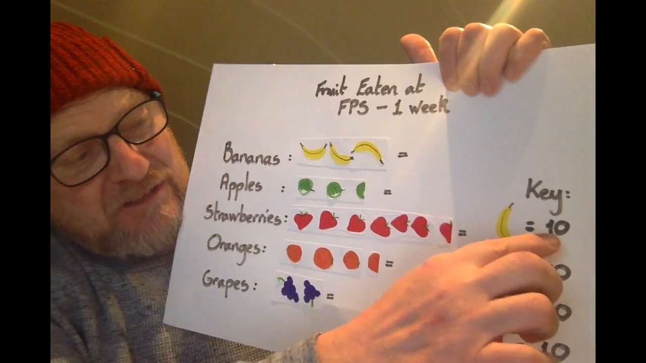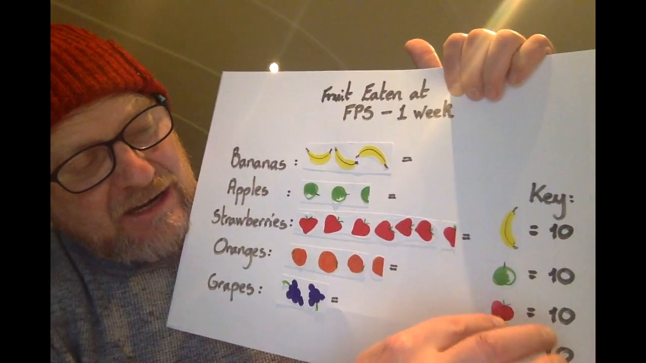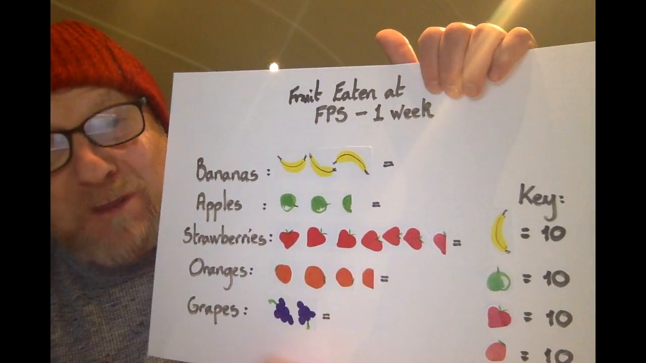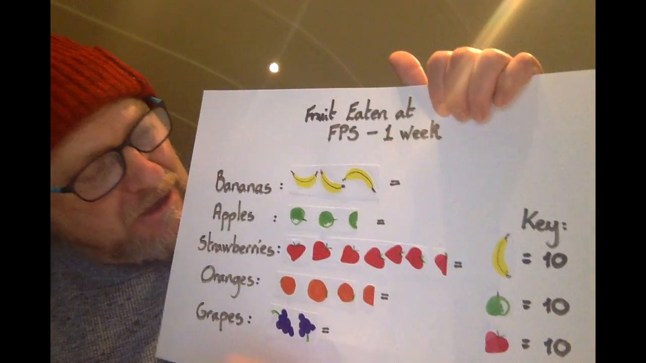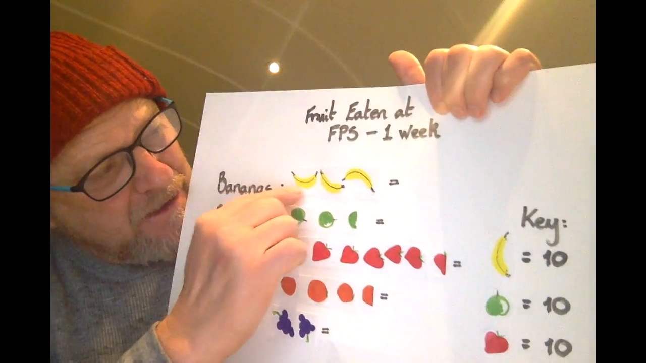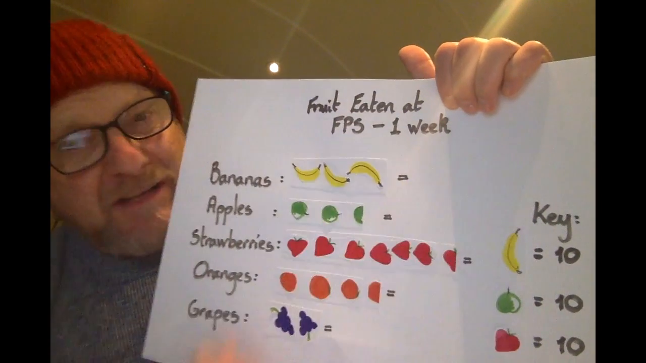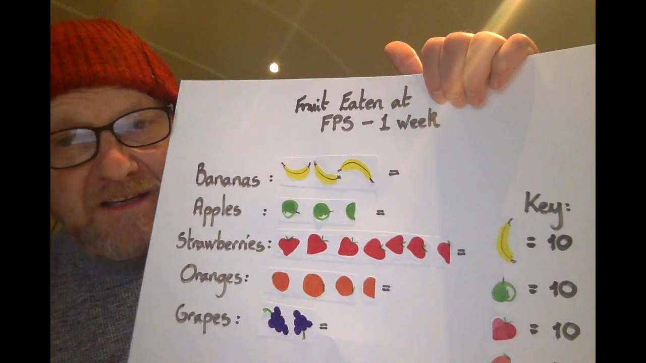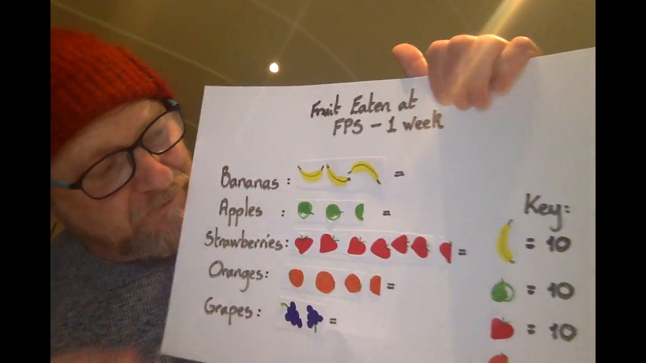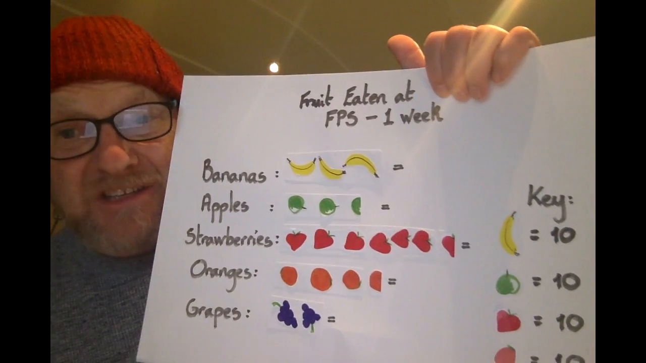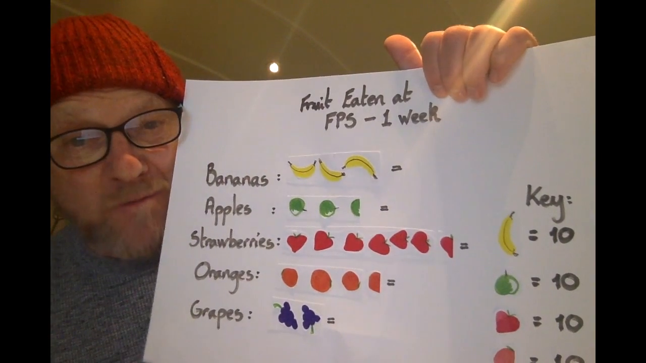So 1 banana represents 10, 1 apple represents 10, 1 strawberry represents 10, 1 orange represents 10, and 1 bunch of grapes represents 10. So the first one up here, there are 3 bananas, so that equals 3 times 10, 30 bananas eaten in 1 week by students from Fitzroy Primary School. 10, 20, 25 apples eaten by students at Fitzroy Primary School in 1 week.